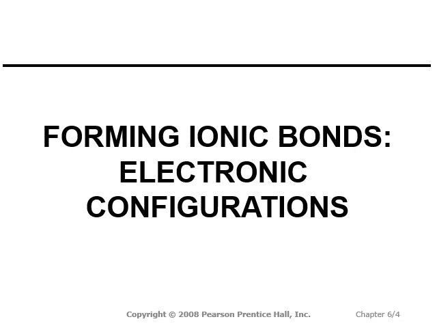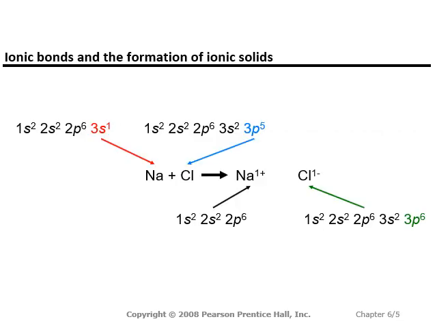Okay, forming ionic bonds and electronic configurations. Next slide. Again, this is review. So sodium has a configuration of 1s2, 2s2, 2p6, 3s1. It's the first element in the third row, right? And so it tends to give up the one electron that it has in n equals 3, drops it back to 1s2, 2s2, 2p6, which is an octet. And so it likes to do that because it wants an octet.